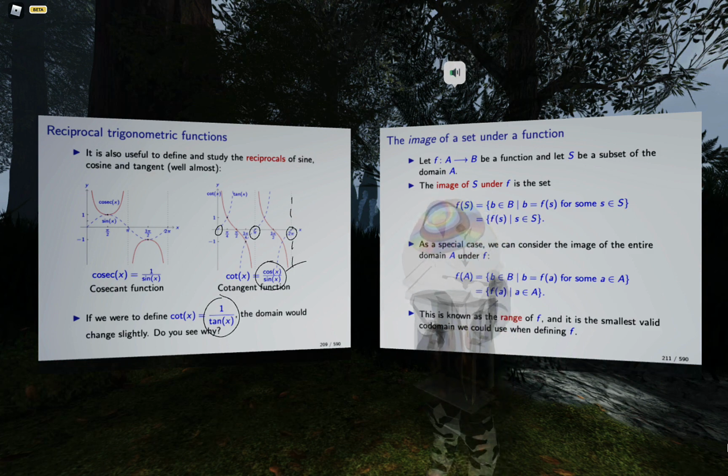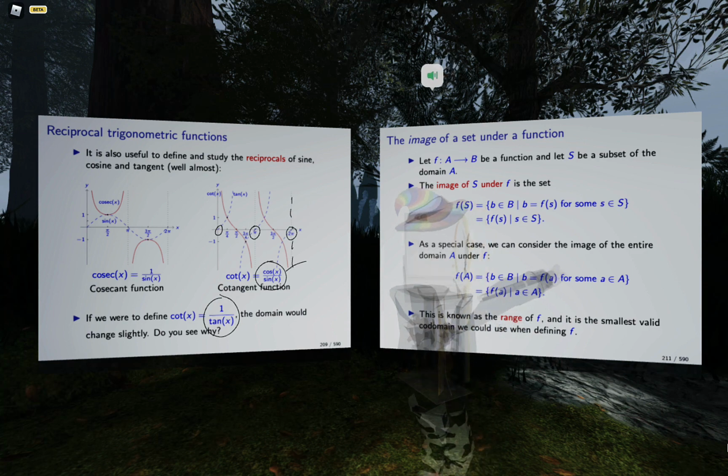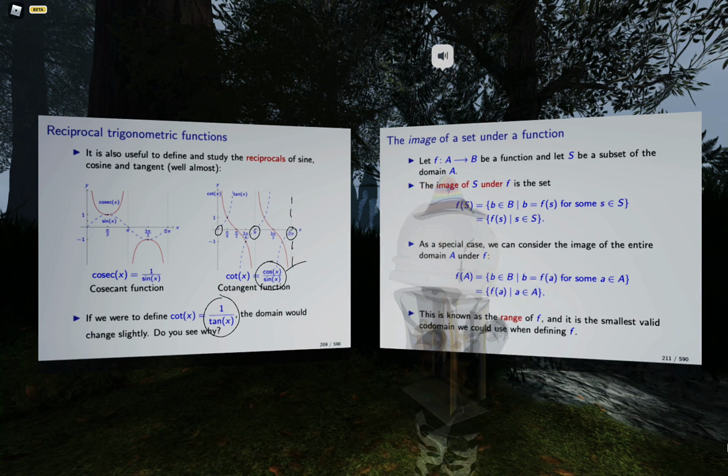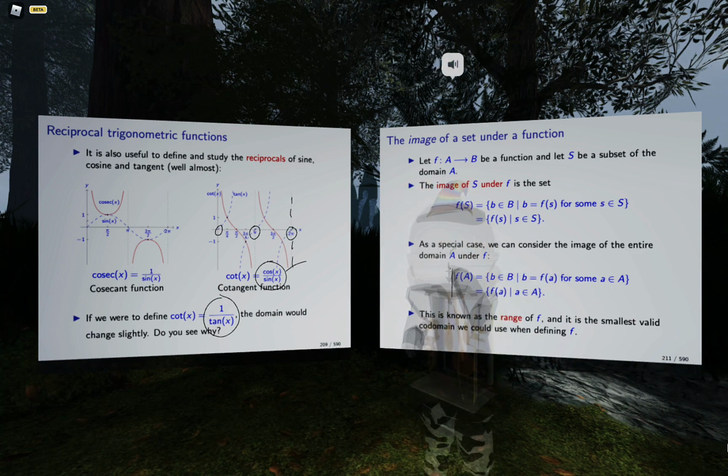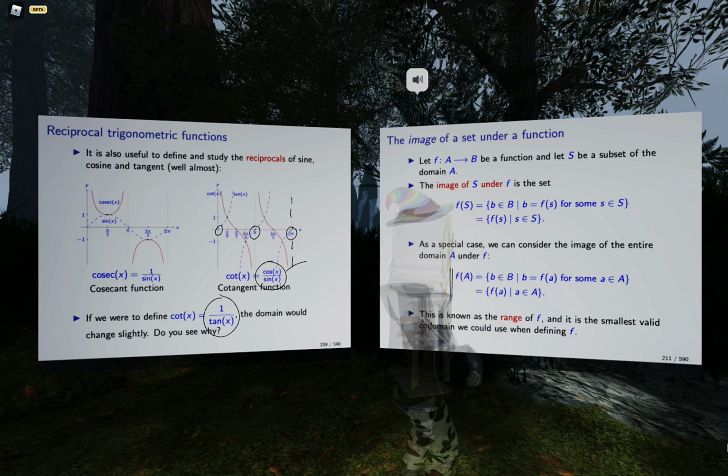So that is called the image of S under f. And if we do this for the entire domain, so S is equal to A, we get f of A. And f of A is called the range.